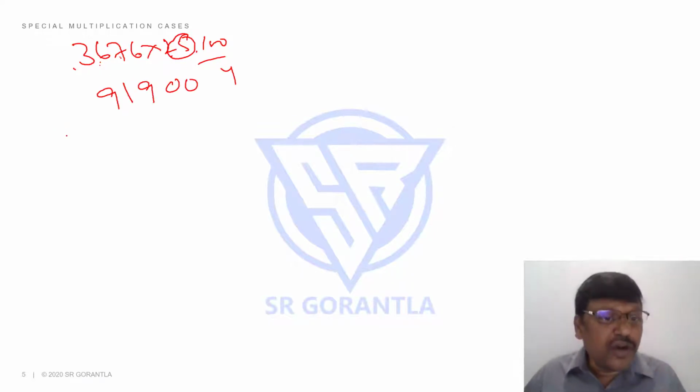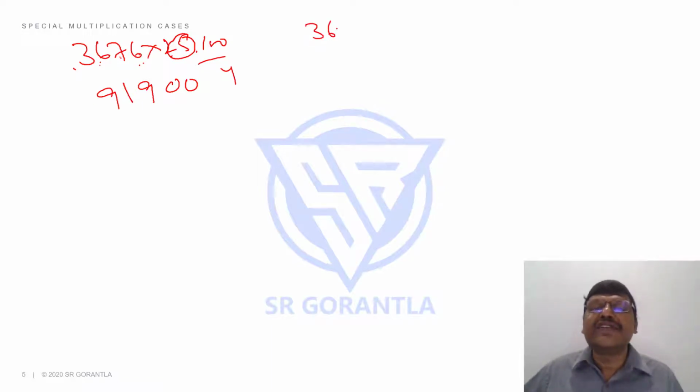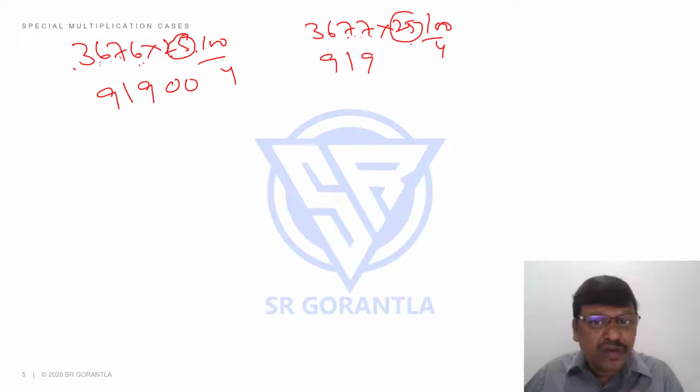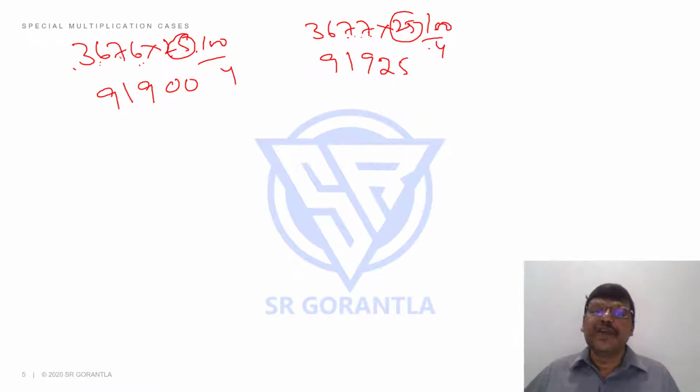Then somebody may have a doubt, what if it is not divisible by 4 exactly? Let me take 3677 into 25. Students, this is 100 by 4. What happens? Tell me. 4 9s, 4 1s, 4 9s. Remainder is how much, please? 77 means remainder is 1. 1 by 4 is how much? 0.25. 0.25 into 100 will become 25.